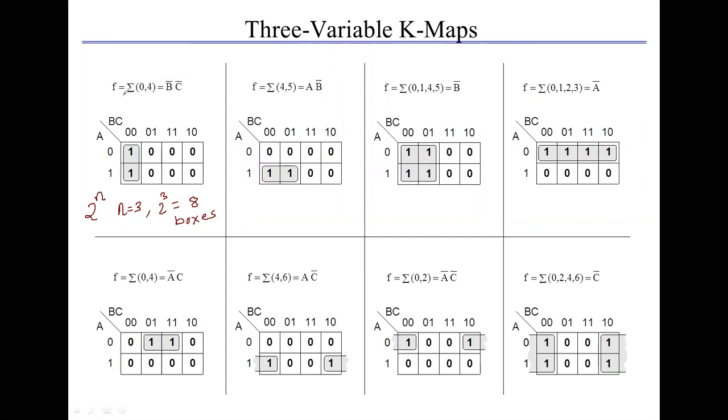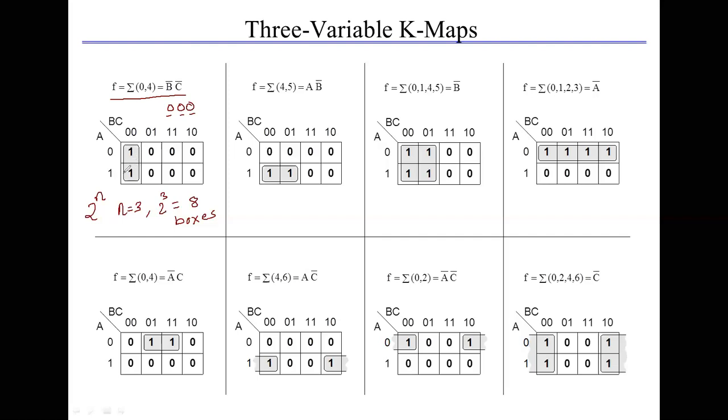Now with this example, the function is given as f is equal to 0, 4. 0, 4 means we have to see in three-tuple representation, we represent 0 as 0, 0, 0. So A is 0 and BC is also 0, 0. That means it is A bar, B bar, C bar. So this one will be entered in the K-map. In the second example, there is one more 1, that is A, B bar, C bar.